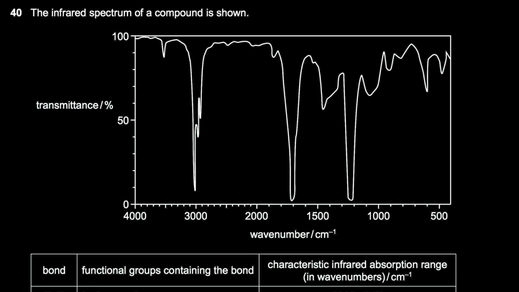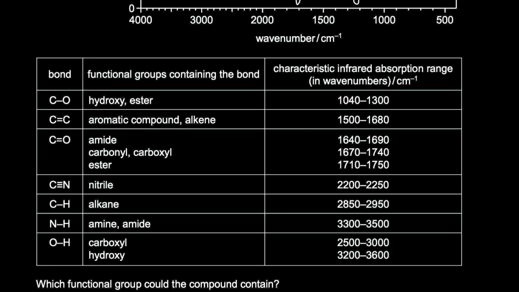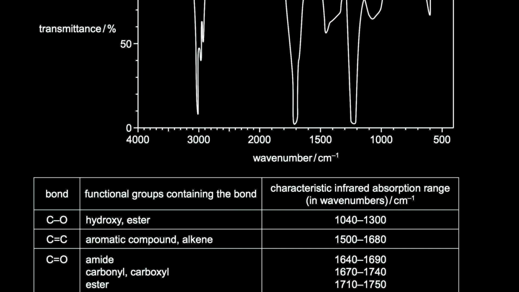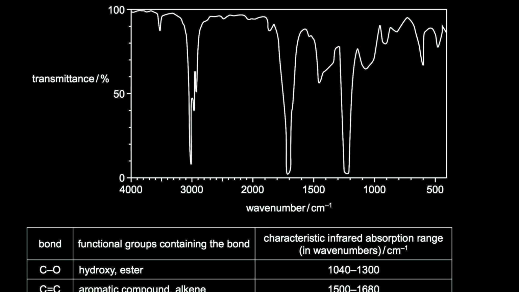Question number 40 says the infrared spectrum of a compound is shown. Which functional group could the compound contain? Well, it is not an alcohol or carboxylic acid, right? Because carboxylic acids have a very broad OH peak somewhere in this region. This is the kind of peak that a carboxylic acid has. It has a very broad OH peak that hides the CH peak. We don't have that here.